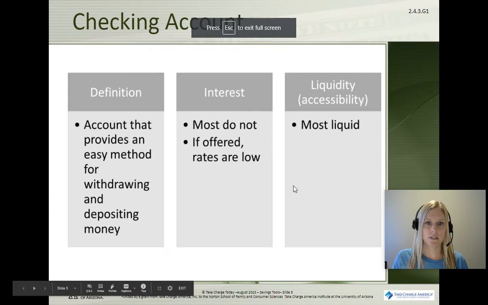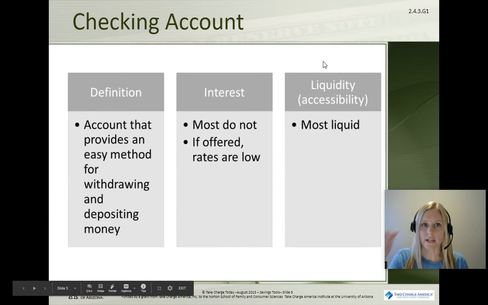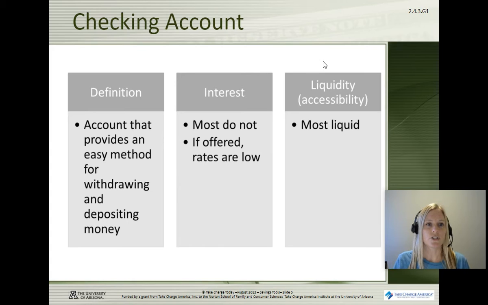And back to this. Okay, starting with checking accounts. So the definition of a checking account is an account that provides an easy method for withdrawing and depositing money. Most of you have a checking account or have at least experienced checking accounts before, so that's not new. The interest on this one, some checking accounts do offer interest, but most don't. And if it does offer interest, it's going to be really low. It's going to be probably your lowest option. So we're not putting money into a checking account typically to earn interest, but it is a possibility.